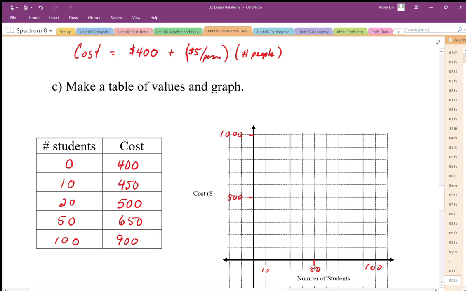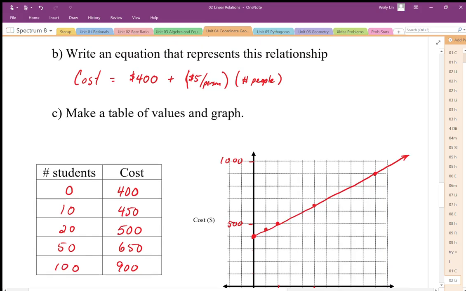So I'm going to start at $400 here. At 10 people, I'm going to go up by 50 bucks. At 20, I've gone up to 500. At 50, we're up to 650. Notice that these points are starting to line up, and this is what we should expect because there seems to be a rate in this problem. 100 is going to go up to $900, and there's my straight line pattern. Okay, so there's my graph.